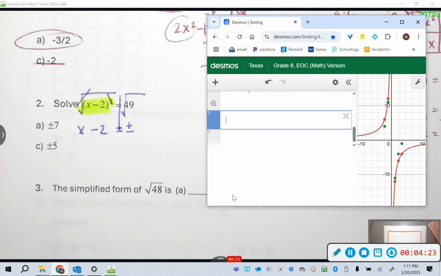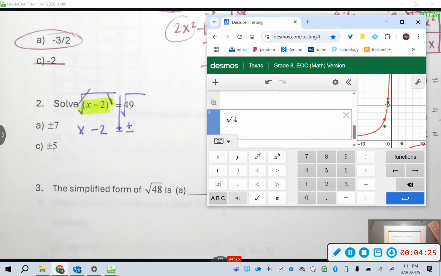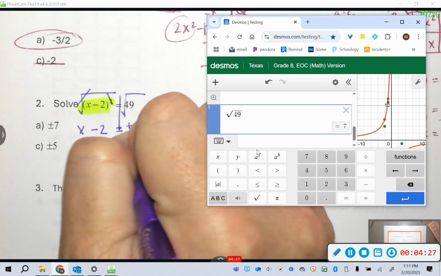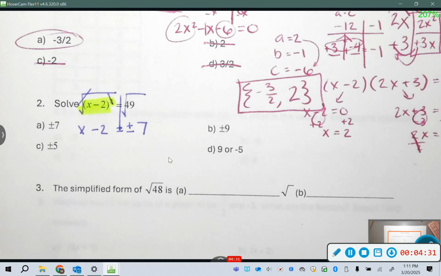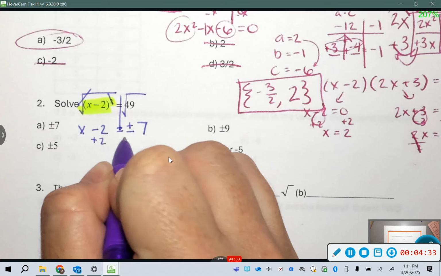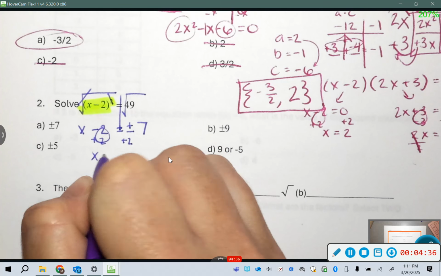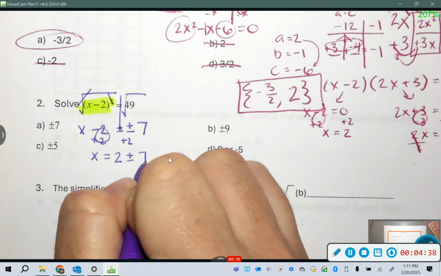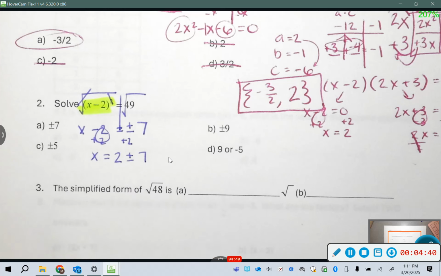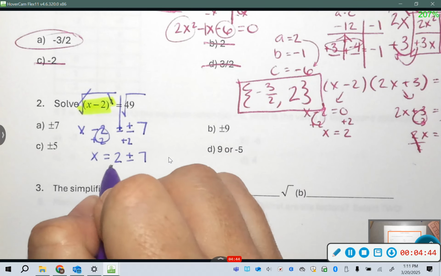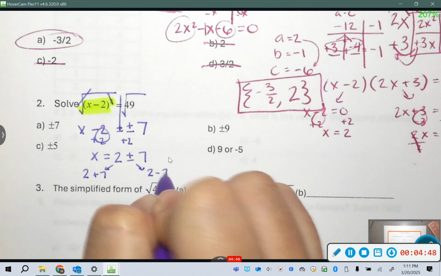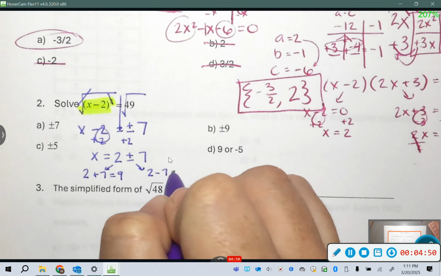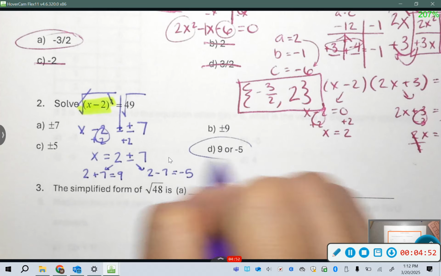So check mark 49, and it equals 7. So I don't have to do the factor tree because it gave me a whole number. So knowing that, I need to add 2 to both sides. I get x equals 2 plus or minus 7. And now I realize these are both whole numbers, so they are like terms. So I'm going to separate, and I have 2 plus 7, 2 minus 7, and I get 9 and -5. So my answer is D.